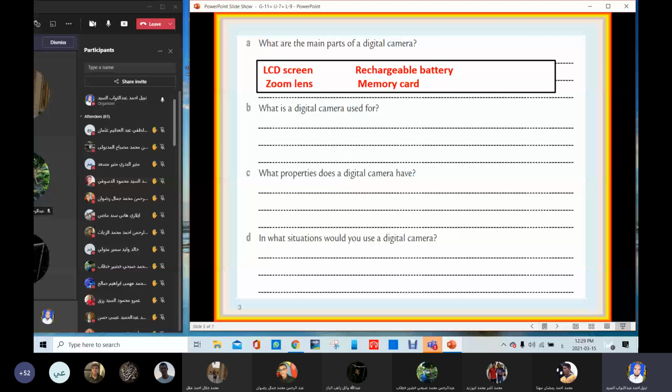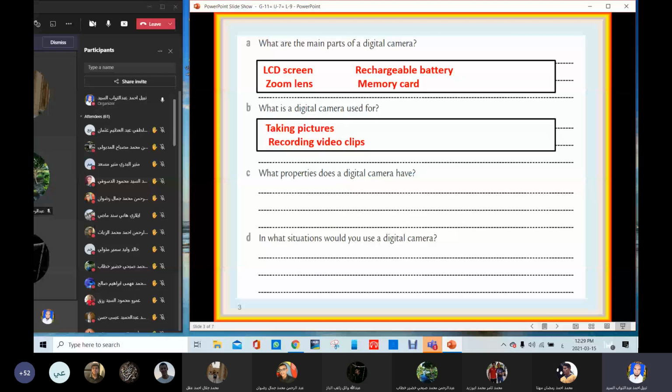Very good, Muhammad. Okay, Muhammad Taha, what properties does the digital camera have? Properties, characteristics. A digital camera have or has? Yes, Muhammad.